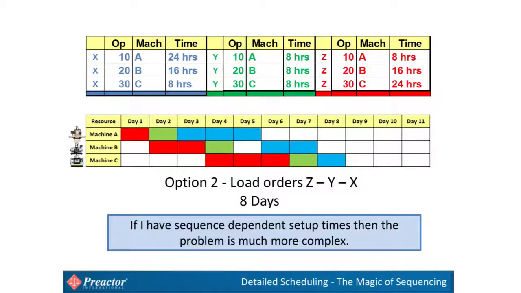Now let us load it the opposite way around. Z first, then Y, then X. There are fewer gaps, and then all 3 products are completed in 8 days, 3 days less than before. On top of that, if for example we had sequence-dependent setup times, the mathematics becomes more complex. For example, it might take 1 hour to change from product X to Y, but 3 hours to change from Y to X.